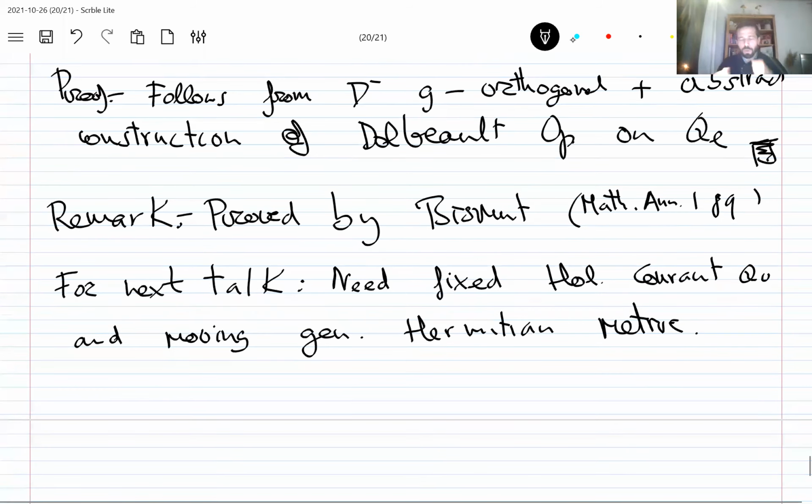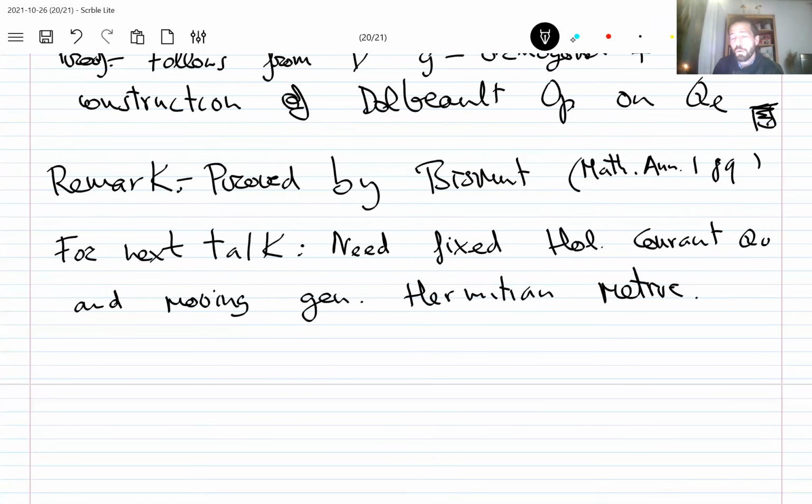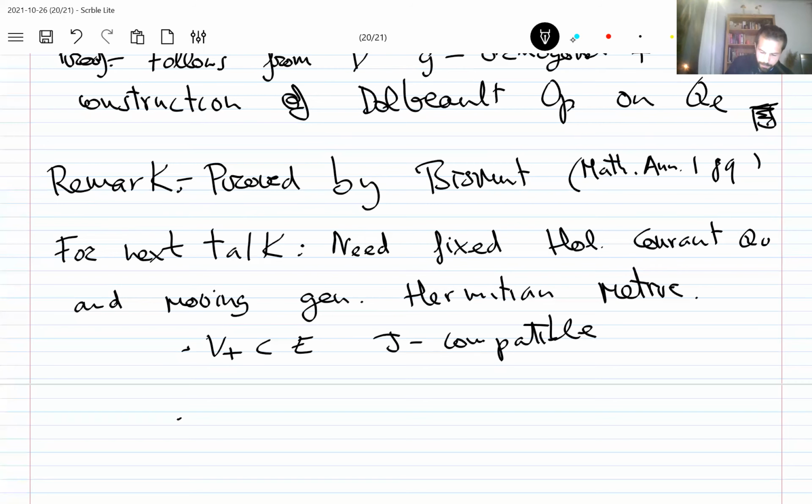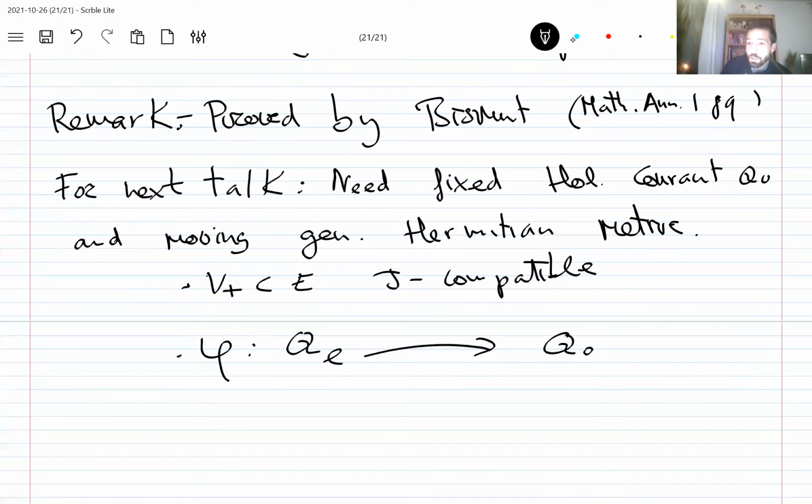And in order to untangle these two objects, which in our construction are intertwined, what one does is to consider three things. You just consider some generalized metric on some smooth Courant algebroid, which is J compatible, and then some phi, which goes from the reduction via this B plus of E tensor C to the Q naught. And this is an isomorphism of holomorphic Courant algebroids. So this is an isomorphism.